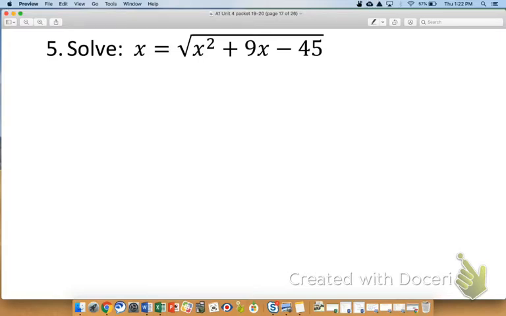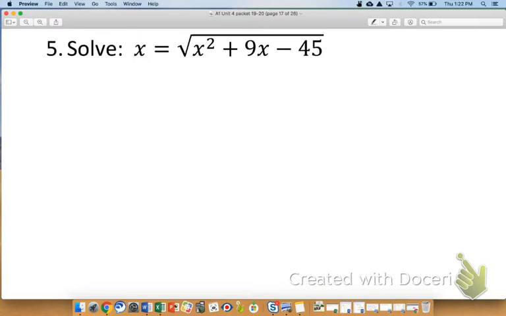I think it'll help. This last one looks a little scary. Please watch and do this with me. Do you see how the radical is by itself right now? It's kind of a scary looking radical, but it is by itself. Whenever the radical is by itself, what should be our move? Square both sides. There you go.